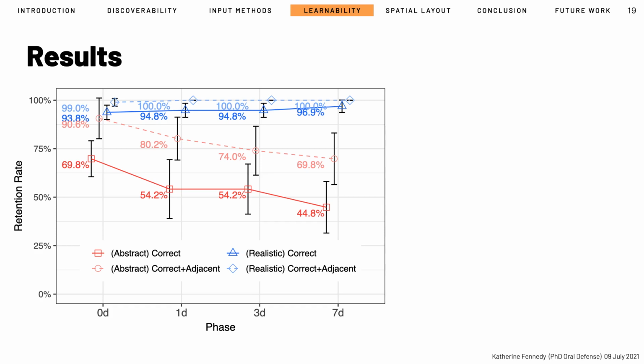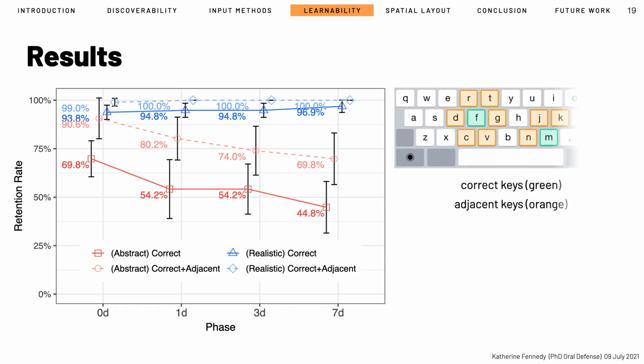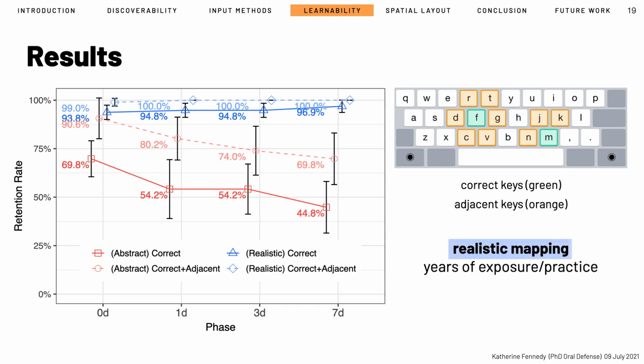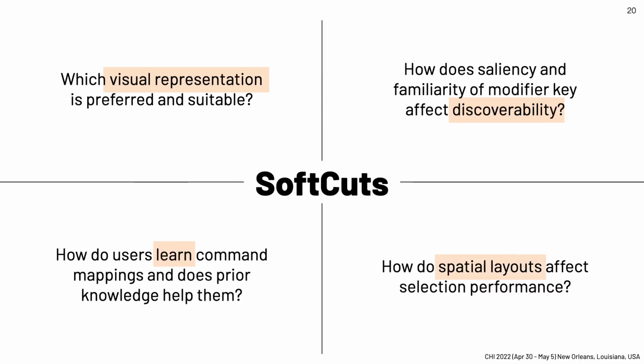The interesting result to note is in terms of retention rate. We observed that many of their incorrect answers are adjacent to the target key. If we combine the correct key with the adjacent keys, we can see from the red dotted line that the rate for abstract mapping increases by 25%. This suggests that while retention for new mapping is not perfect, participants could still estimate the general area where the item was located even after 1 week. And this is good considering that realistic mapping benefits from years of exposure and practice, while abstract mapping was only used for 15 minutes.